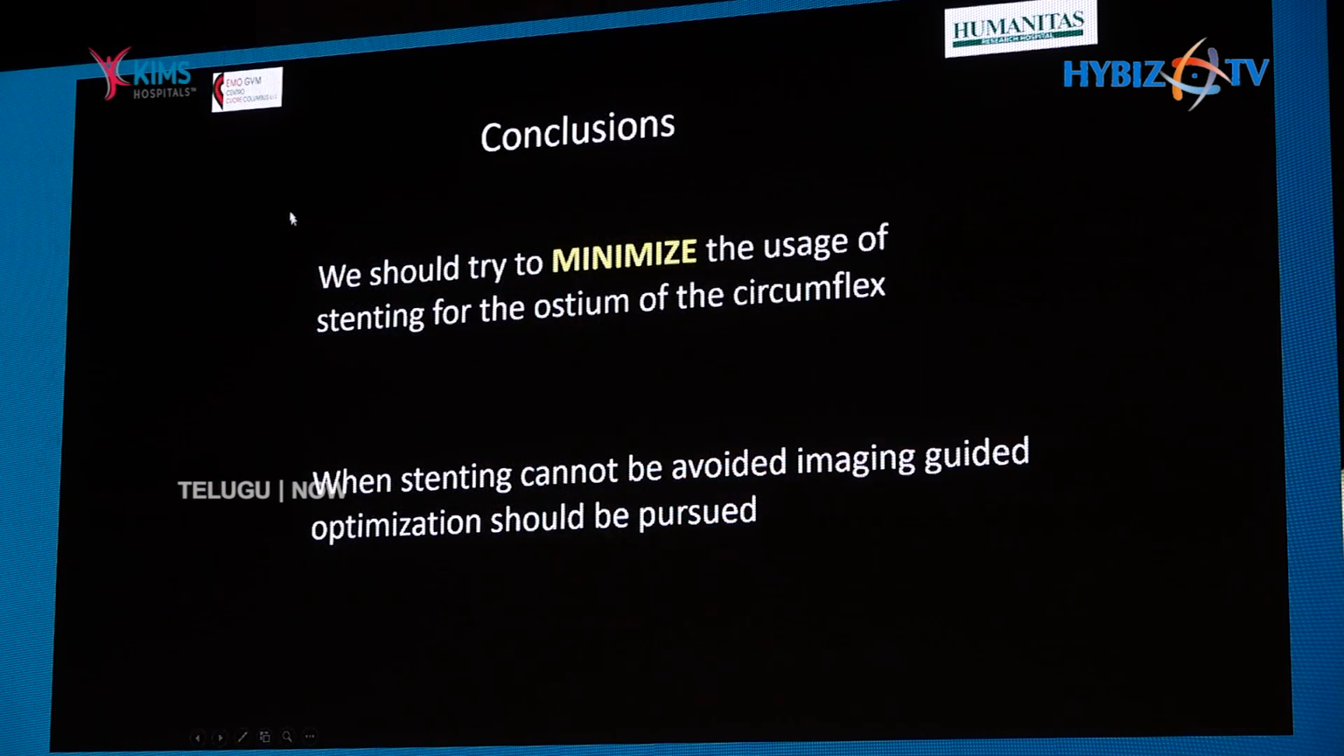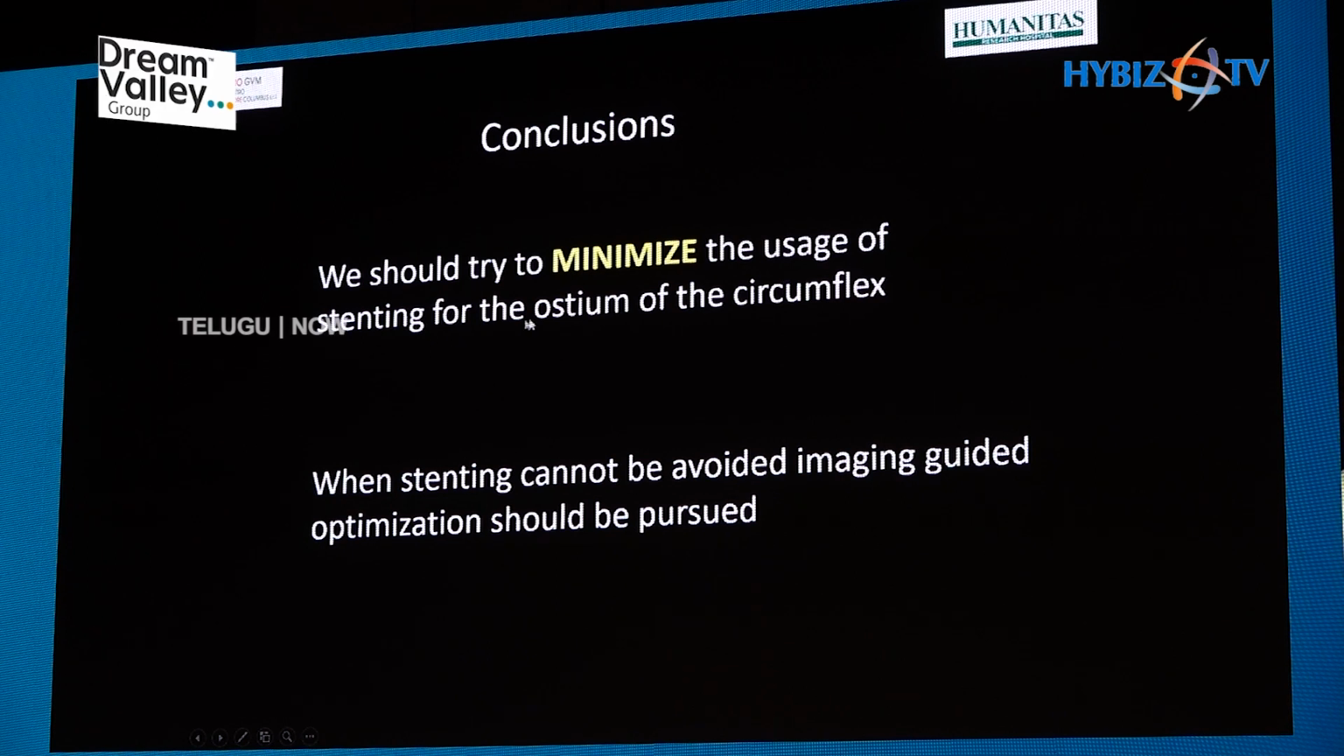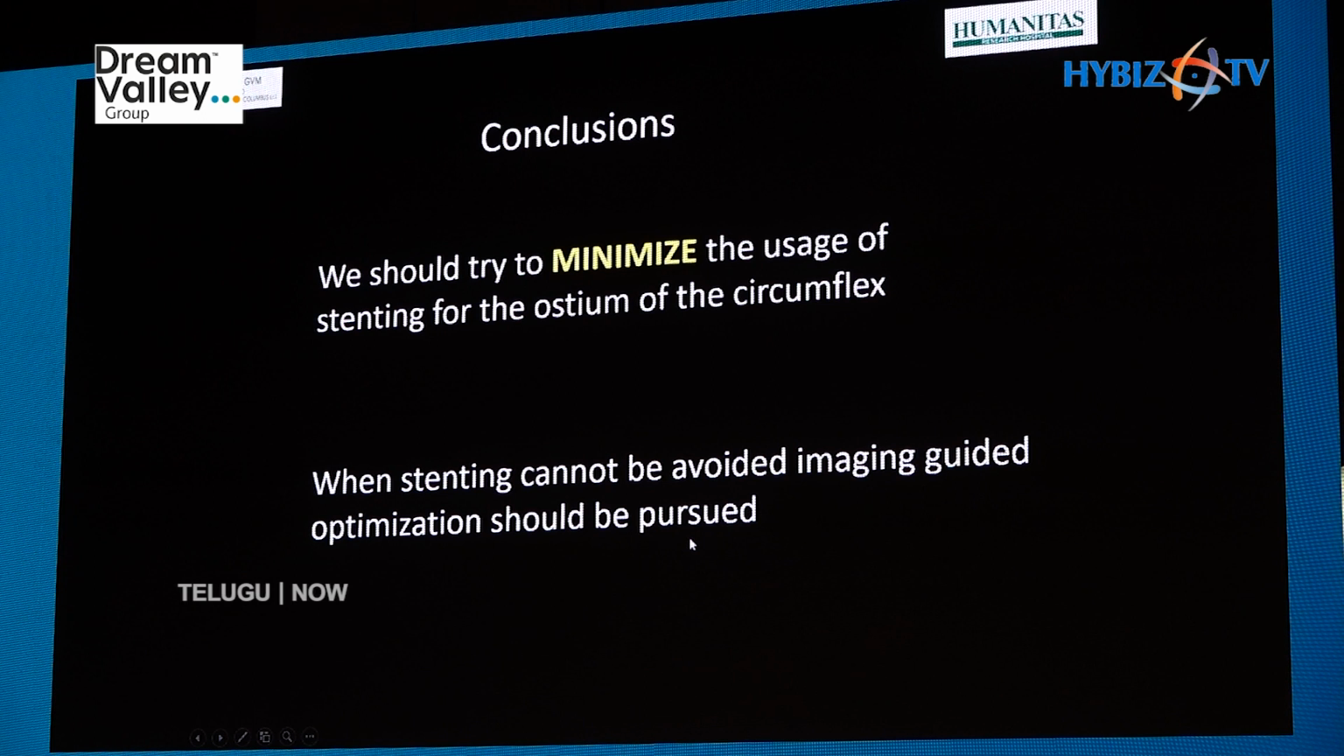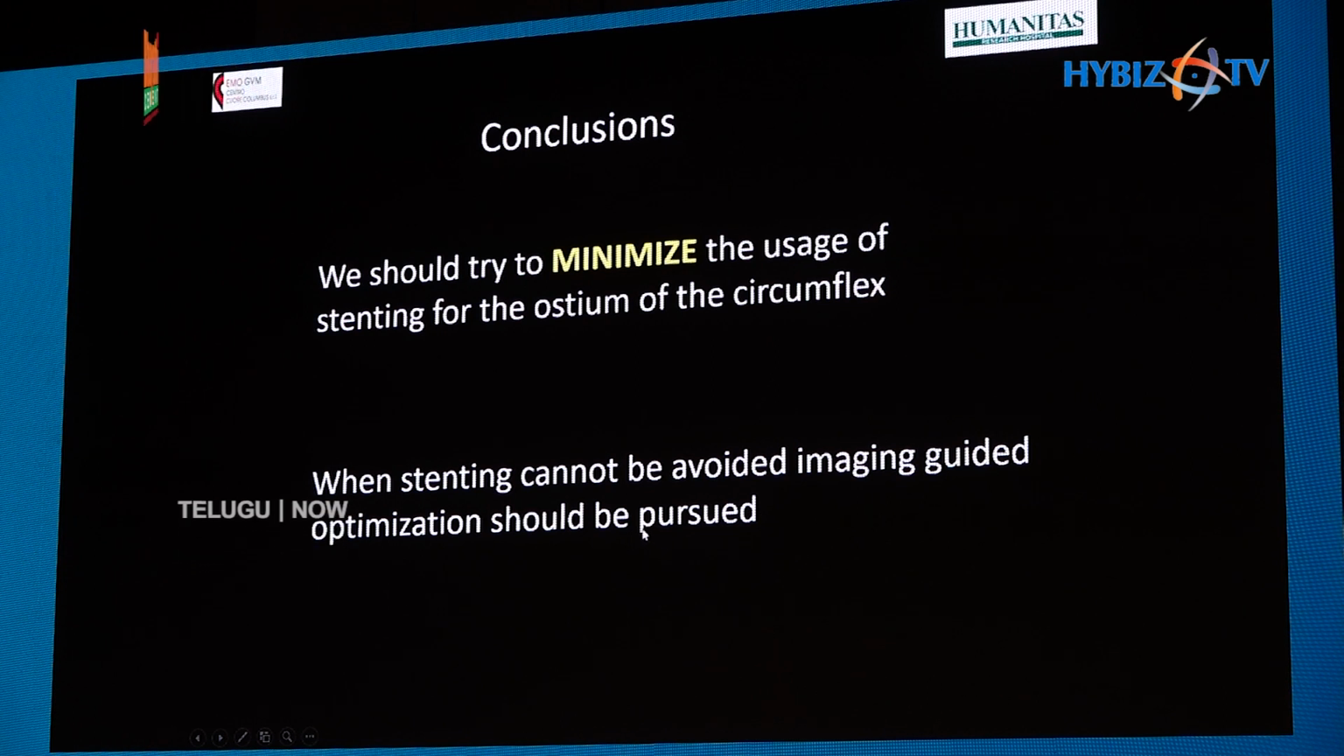So to conclude, we should try to minimize the usage of stenting at the ostium of the circumflex, but I would like to add at the ostium of diagonals, OM, any side branch. And when stenting cannot be avoided, because sometimes it is necessary, imaging-guided optimization should be pursued because side branch stenting is a malignant situation.